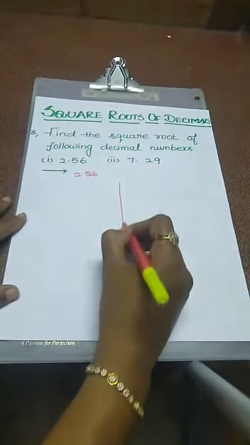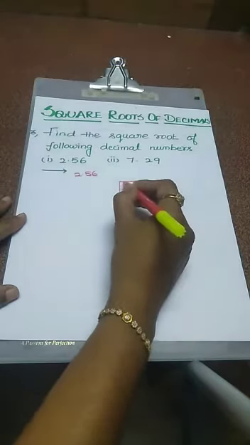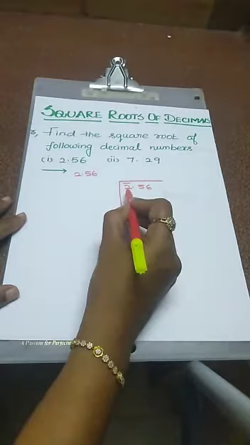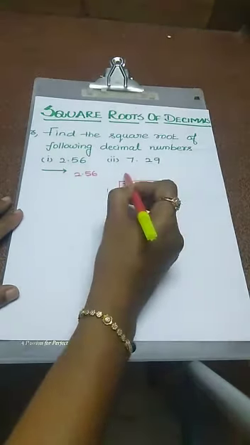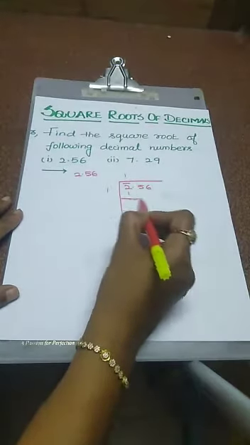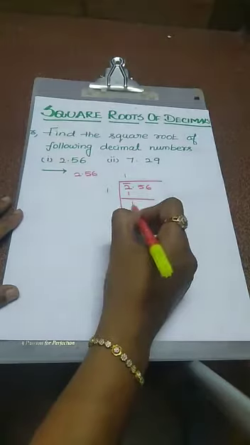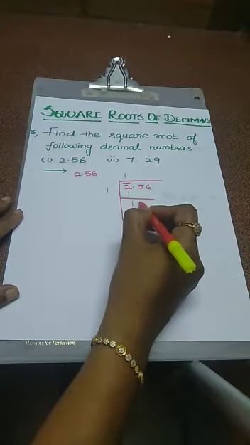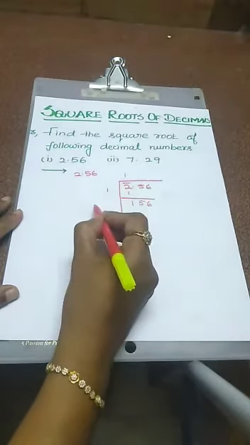So using the long division method, 2.56. Actually you just look at the first number. The first number is 2. So the possible value is 1, 1 ones are 1. What is the balance value? 2 minus 1 is 1. Next take the next two digits, that is 56. Double the value, so 1 plus 1 is 2.